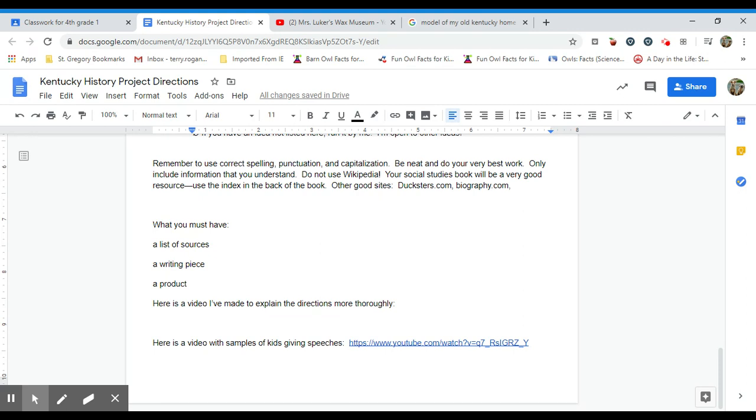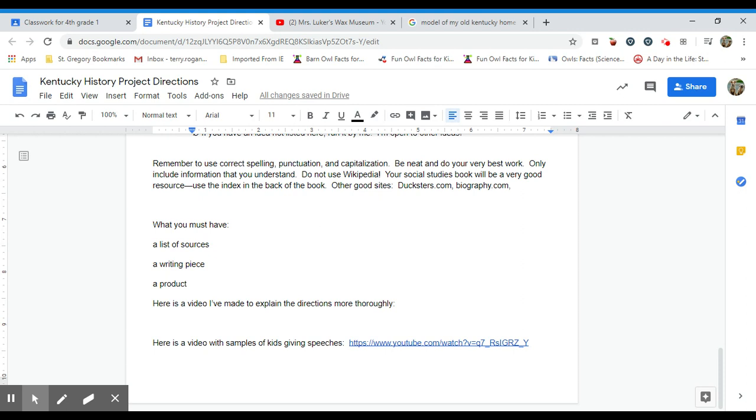Look in the index in the back of the book. You can always use Dexter's, biography.com. What you have to have is 3 pieces. You have to have a list of sources, a writing piece, and a product. The list of sources is going to show me that you did some research. So that means if you got on Dexter's, you're going to have Dexter's written next to your sources. If you use your social studies book, too, you're going to write the name of your social studies book here. That is your list of sources where you got your information.